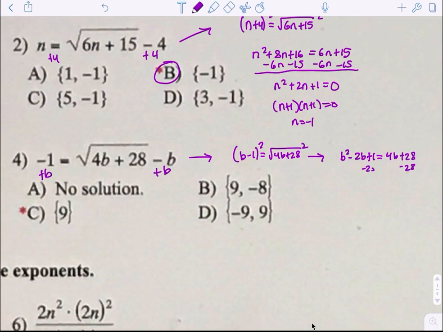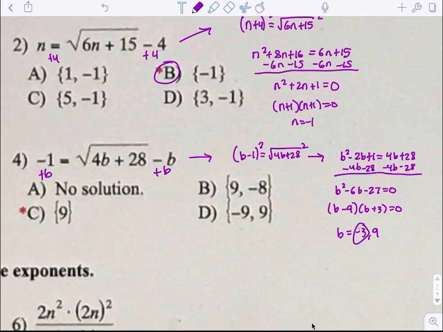Set this equation equal to 0, so subtract 4b and 28 from both sides. B squared minus 6b minus 27 is equal to 0. This factors into b minus 9 and b plus 3. So b is equal to negative 3 and 9. Now, if you guys plug in negative 3 into the original, it is not going to work out. So negative 3 will be an extraneous solution, and your real answer will just be 9. Make sure you guys plug in just to make sure.